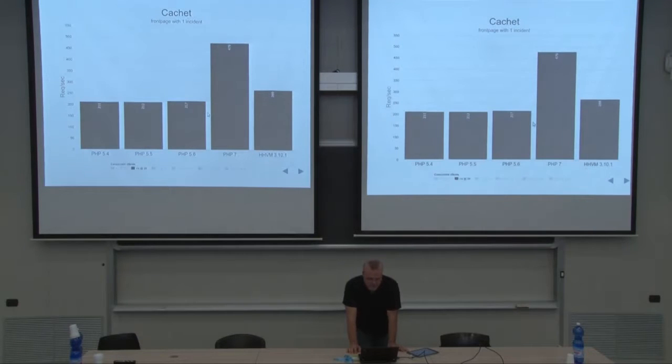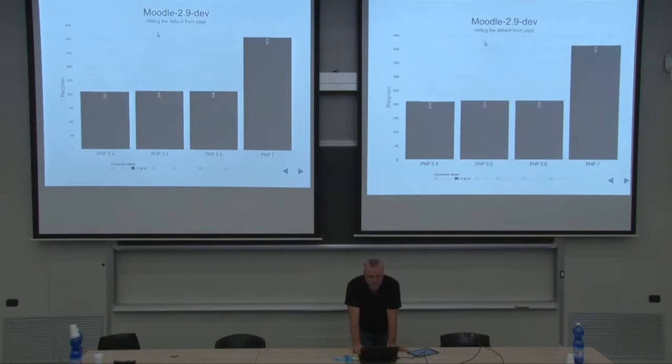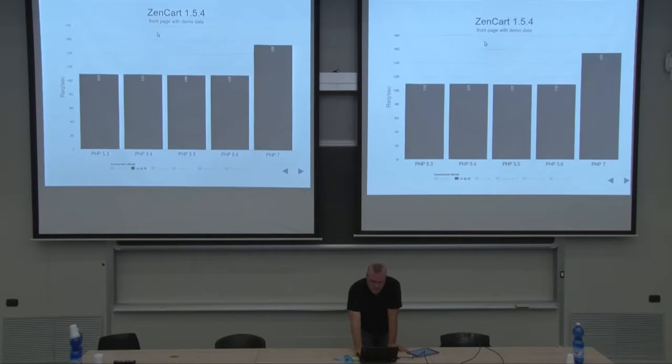Cache. It's a status app. Again, much, much faster on PHP 7. Moodle, educational software, tracks classes and things like that. Tons faster on PHP 7 as well. The Moodle people are going to be really happy, I think. Zencart, again, we did not get 100% performance improvement. Most of these shopping cart applications spend a lot of time in the database.